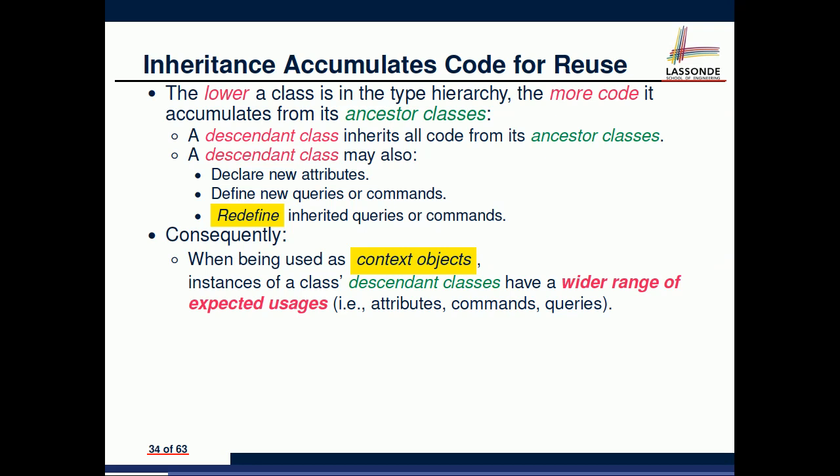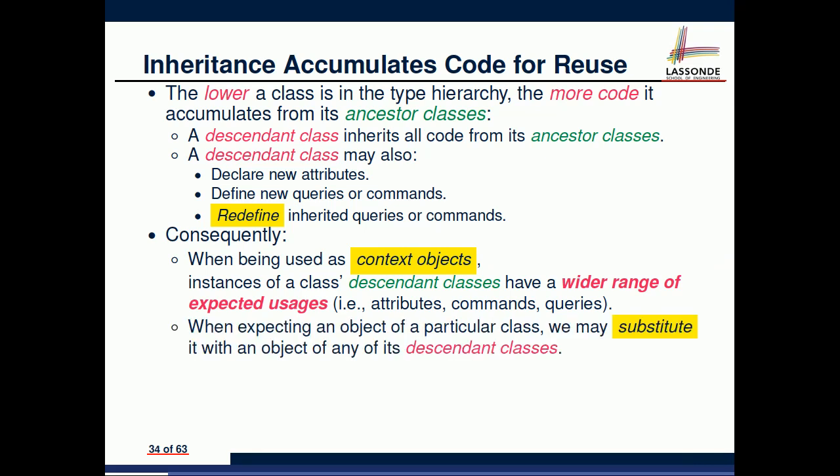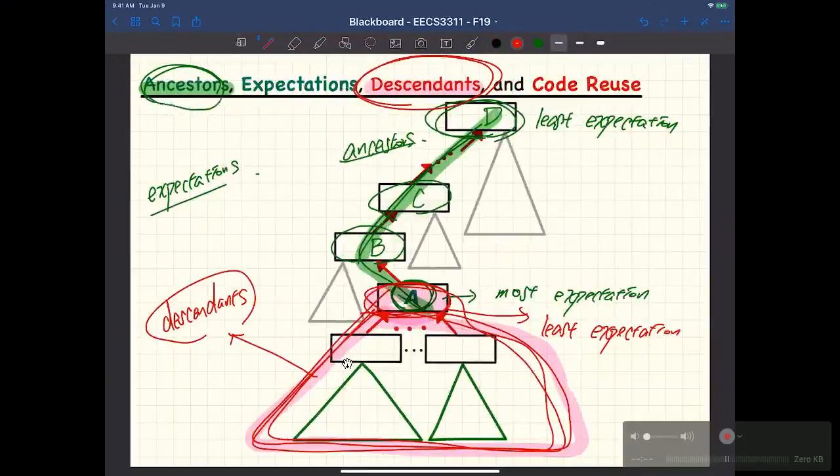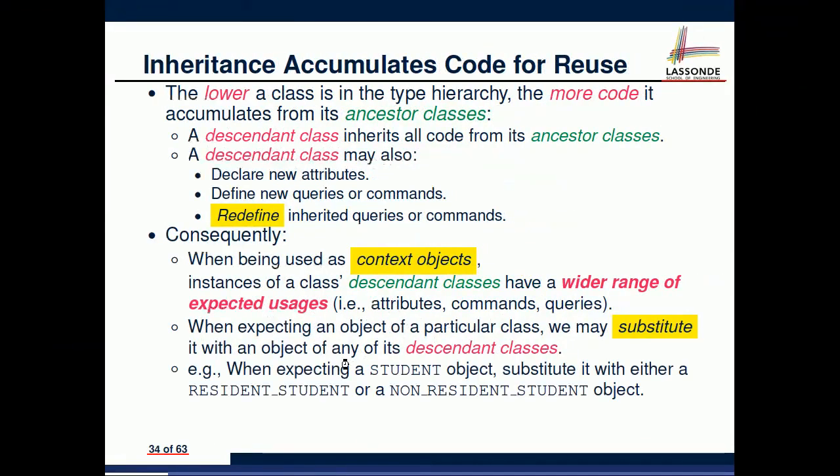Whenever you want to have, it's something about substitution. You can read the text. Let's see the example over here. If you're expecting a student's objects, what do I mean? I'm expecting a student's objects.